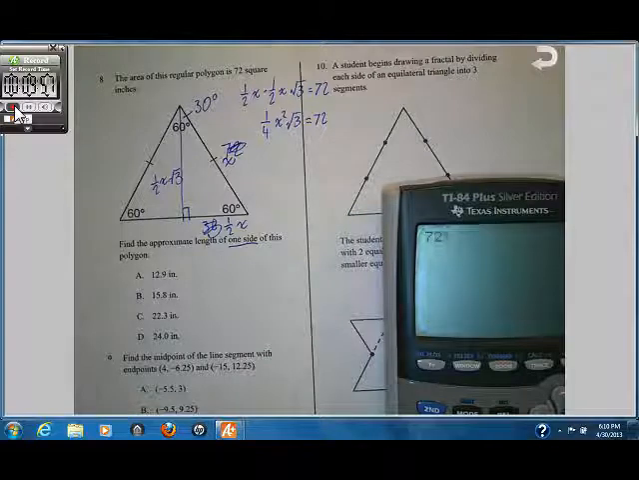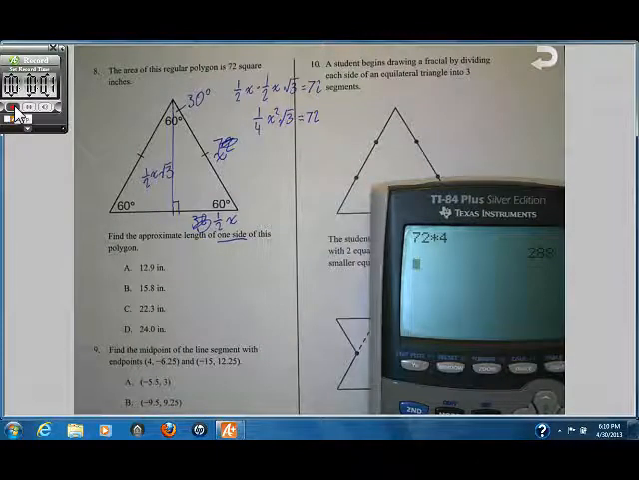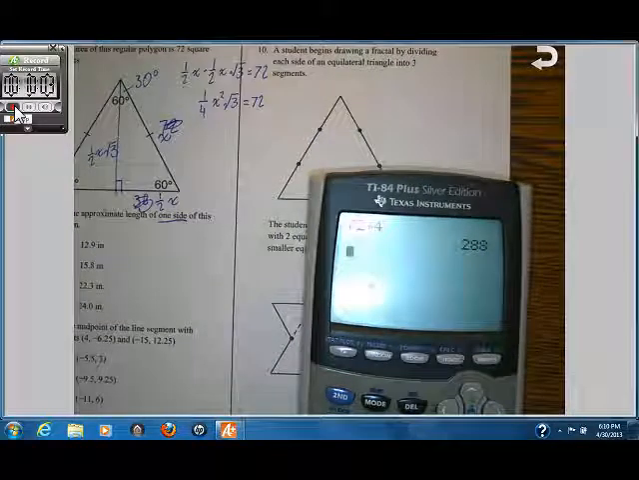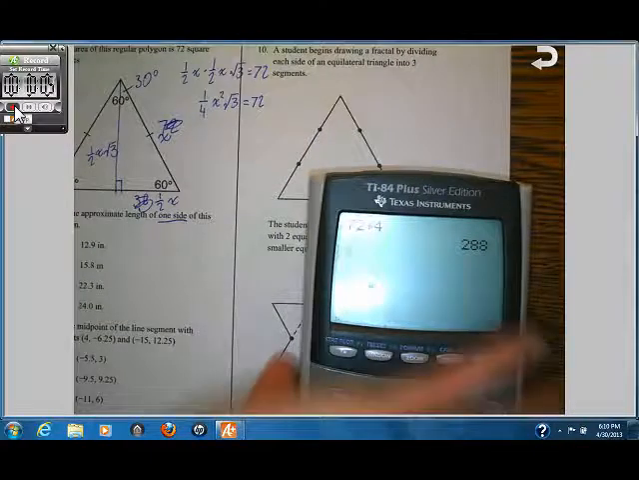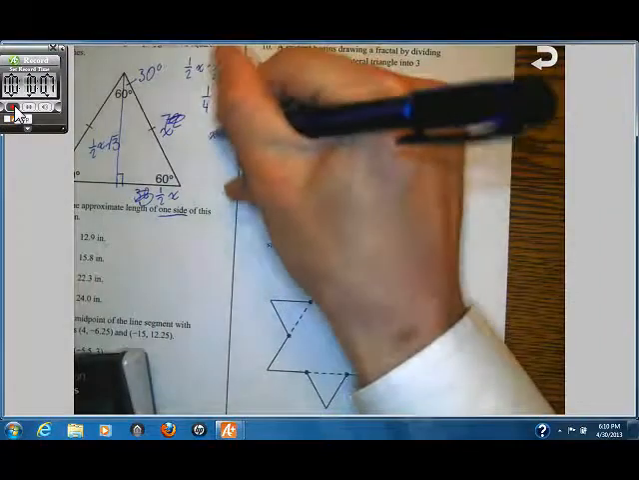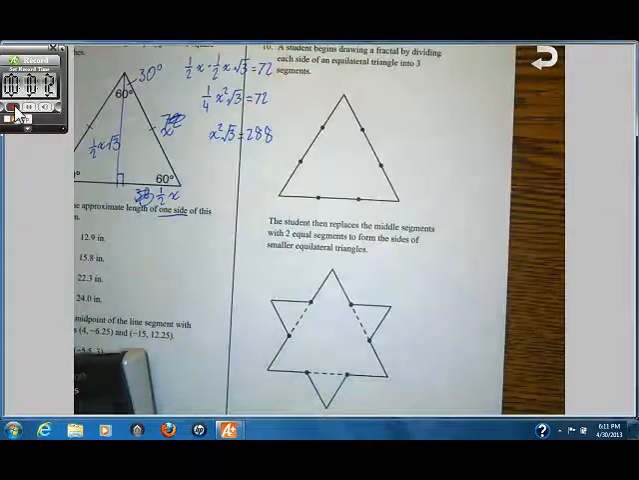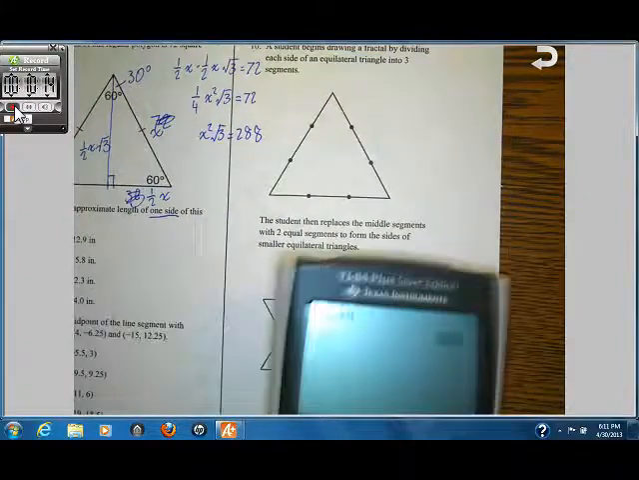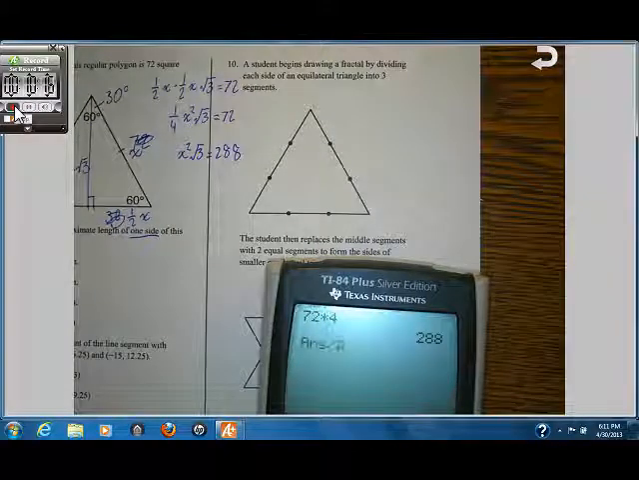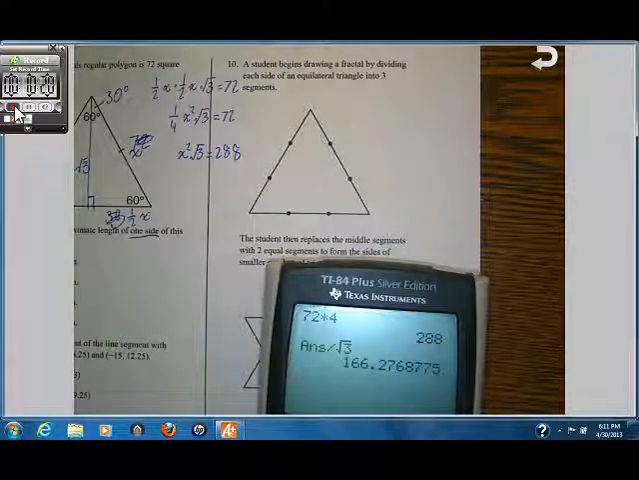And so that's x squared root 3 is 288. And now we're going to divide that by the square root of 3. And so that's 166.27. To solve for x, you need to take the square root of the previous response. And so you get 12.89, which rounds up to 12.9.